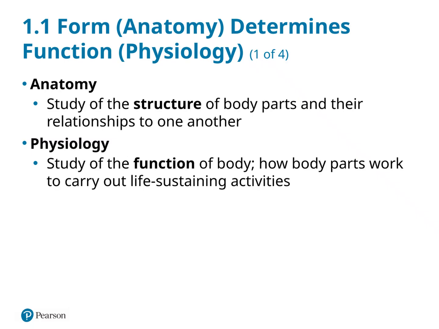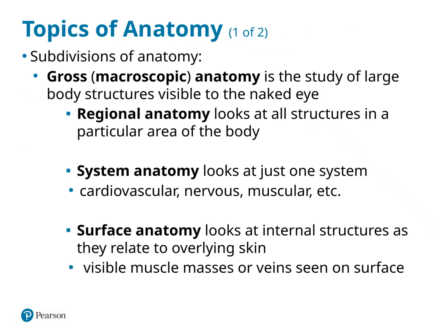In practice, the two are closely connected. To understand how an organ works, we usually need to understand how it is built. Anatomy can be divided into several areas. Gross or macroscopic anatomy examines the structures that can be seen without a microscope. Regional anatomy looks at all of the structures within one particular region, such as the abdomen or the leg.